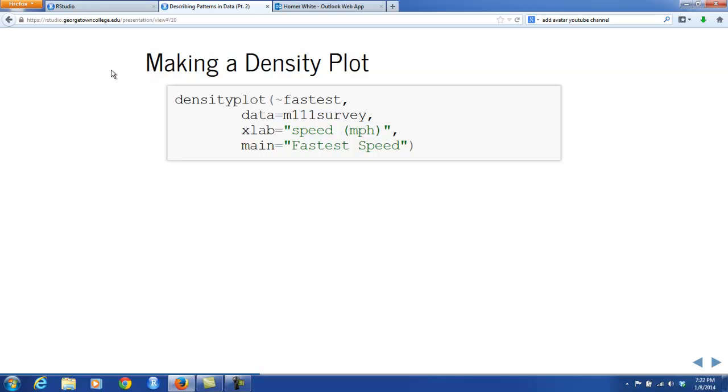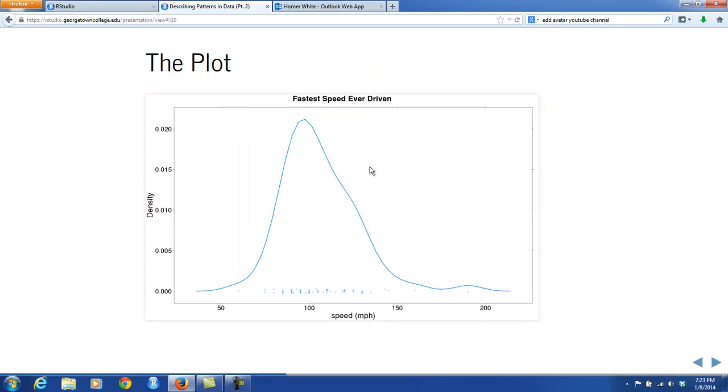In R, these are known as density plots, and you can make them using the density plot function. The syntax for the density plot function is exactly the same as the syntax for histogram, at least as far as the basic elements are concerned. There's a formula, and then after a comma, there's your data, and then an argument for the X label, and an argument for the title. Let's see what would happen if you were to apply just this code. You would get this output. So not the rectangles, but the shape they seem to follow.